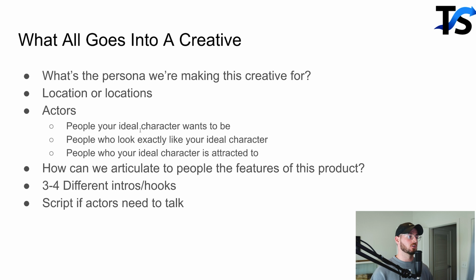The second type of actor is people who look exactly like your ideal character. So let's say I'm overweight, on the couch, very lazy and stuff like that, and I want to sell a course to these very lazy people. Then I'm going to get a guy that's really lazy who makes a lot of money, portraying how easy it is to make money while he's overweight as well, lazy on the couch. It's such a bad example, but yeah, you get the point.